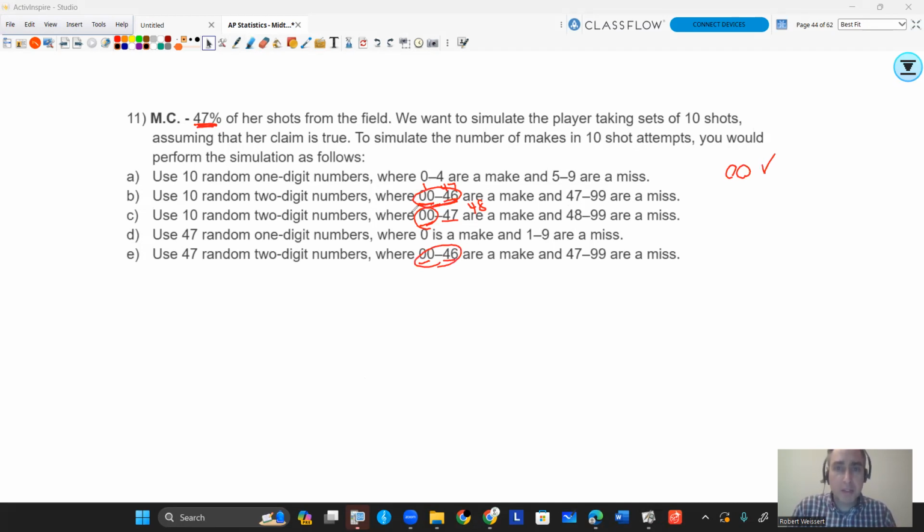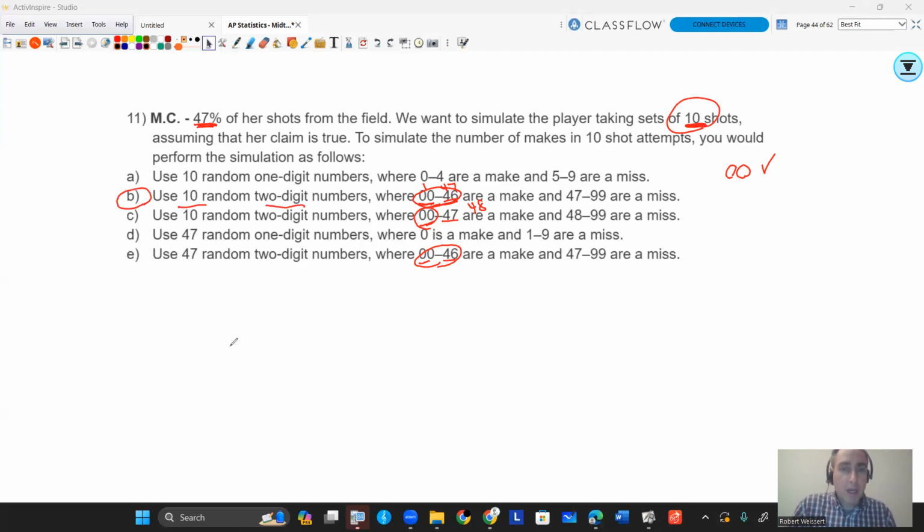The other ones are a miss, so we have to go over here and determine what's going to simulate this shot. And the question says we want to simulate the player taking sets of 10 shots. So each simulation is 10 random draws. Each draw is a shot. Each random draw gives you a number between 00 and 99. If you are between 00 and 46, it's a make. If you're between 47 and 99, it's a miss. But you're only doing 10 shots, so you're only doing 10 random two-digit numbers. So it's going to be B.